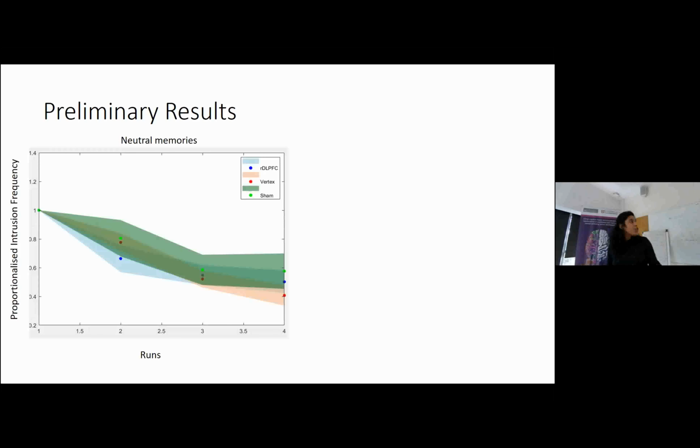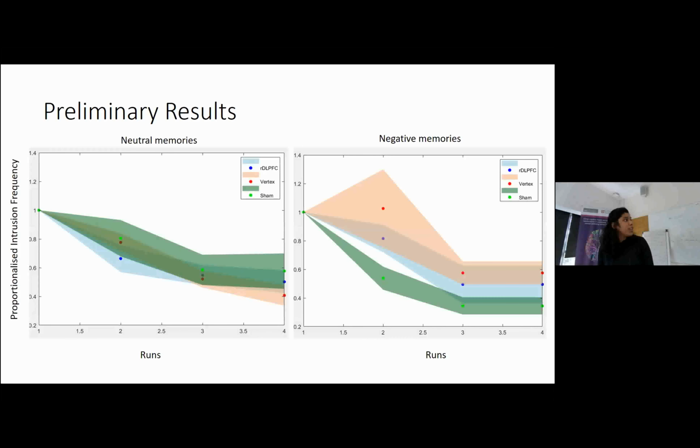If we just look at neutral, again, there wasn't much of a difference across the runs in terms of the reported intrusion scores. But if we looked at negative, then there was a difference, and it was very interesting. We see that in block number 2, both vertex and DLPFC groups report higher intrusions than sham. And for the vertex group, this remains high even at the end, and it's actually significantly different from the sham group.